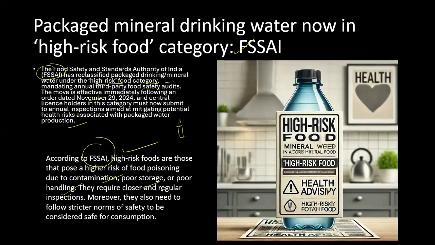Moreover, they also need to follow stricter norms of safety to be considered for safe consumption. For safe consumption, what we're trying to do here is make these foods high risk foods so that they are strictly observed. The regulation on this particular food is very high, and we are making it safe for people to consume. That is the reason we are putting water also, because a lot of people now consume water, and it is very important that this water is not contaminated due to poor storage or poor handling, right?